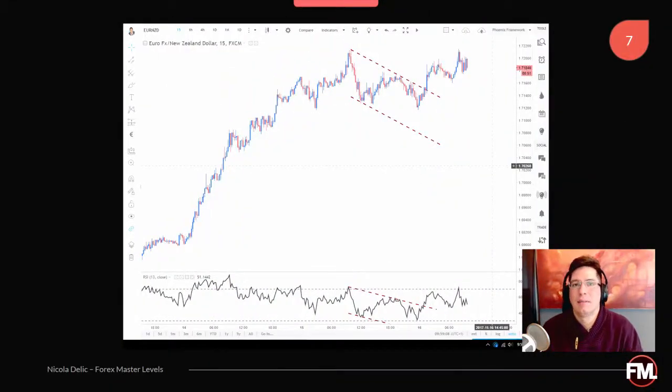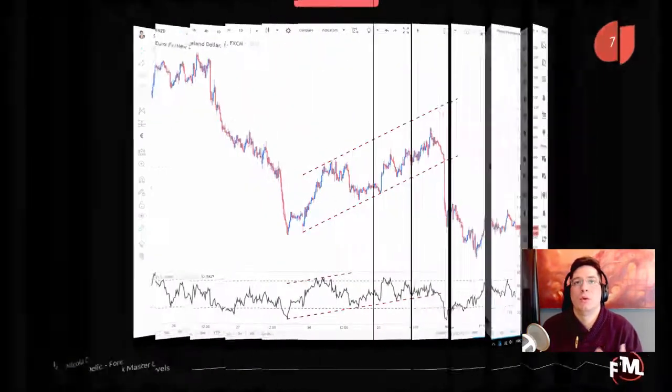Let's see the flag, same idea, we are redrawing that same formation on the RSI. Keep in mind that for some reason I've been using 13 for a long time. I know the default is 14, but for some reason I like 13. It's going to work both ways, even if you are not using 13 as your custom setting. Just redraw the same formation and see if you have the breakout while you have the price breakout. So here we have it, so fine, we can look to go long.